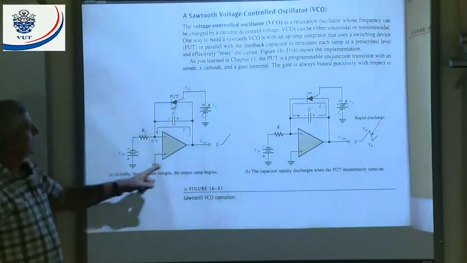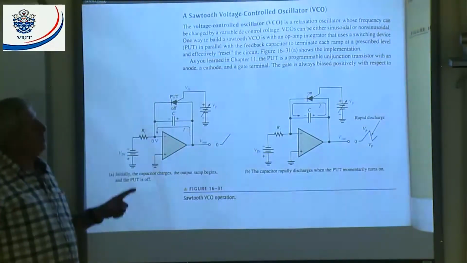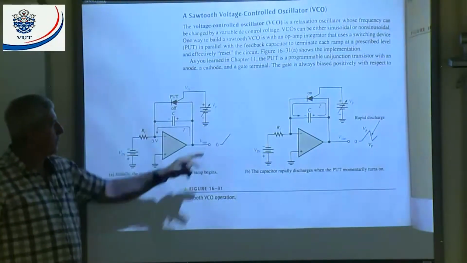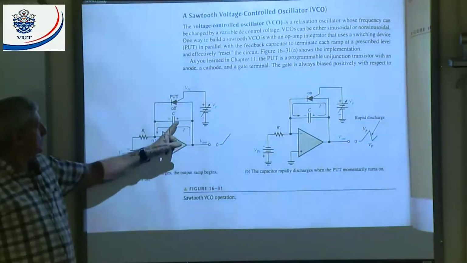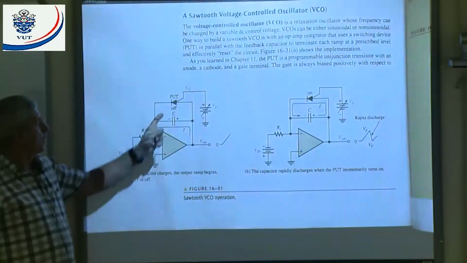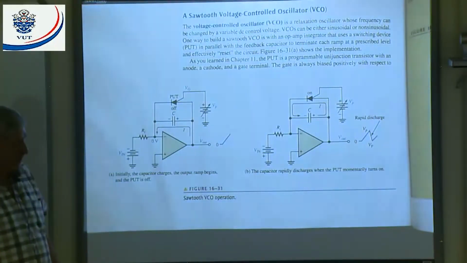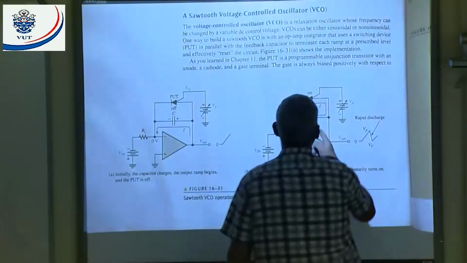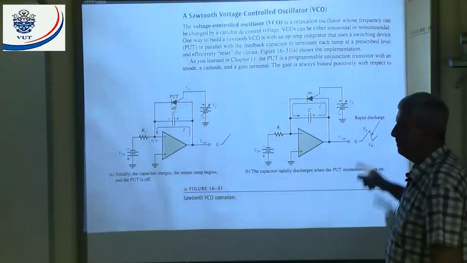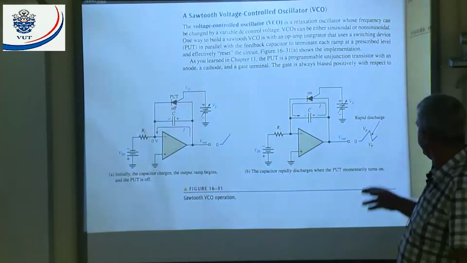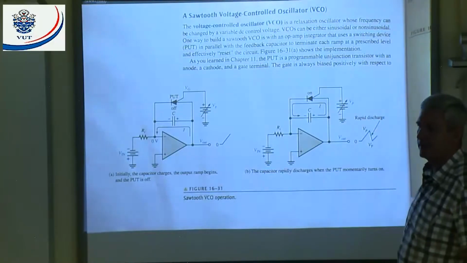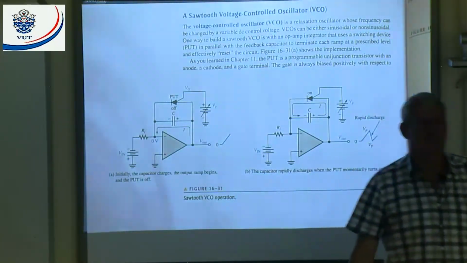What happens? I got a negative input here. The integrator will integrate positive because that's a negative voltage. It will charge the capacitor positive, negative. When this voltage increases to around about my peak value, what will happen? The PUT will go into conduction and will discharge the capacitor, turn off, and then it will start charging again. Any questions?